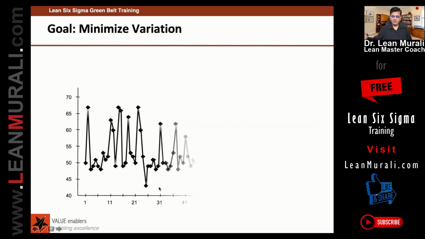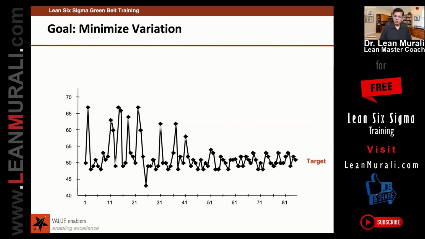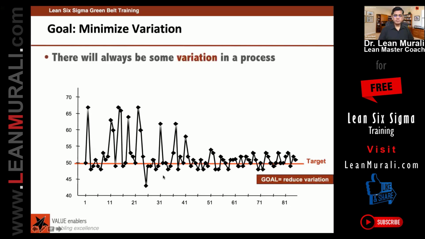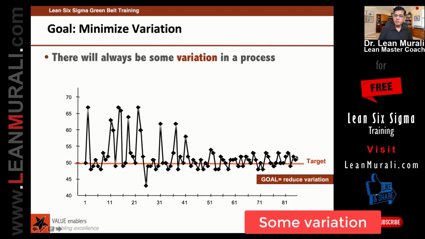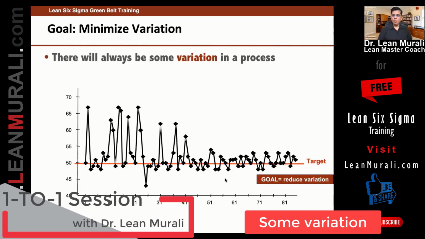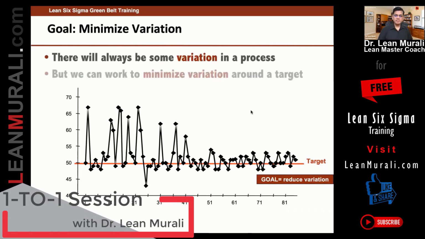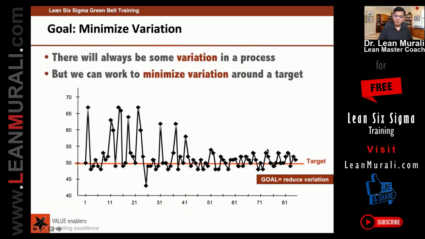So the goal is to minimize variation. Look at this trend. Earlier it was varying more, right? Maybe your sugar level was between 100 to 200. Then it came to 100 to 150. Then it came to 100 to 130. And now it is probably between 110 and 130. All right? So if this is the target, there will always be some variation in the process. Even though you have reduced variation, there will always be some variation in the process. Okay. But we have to work to minimize the variation around this target.